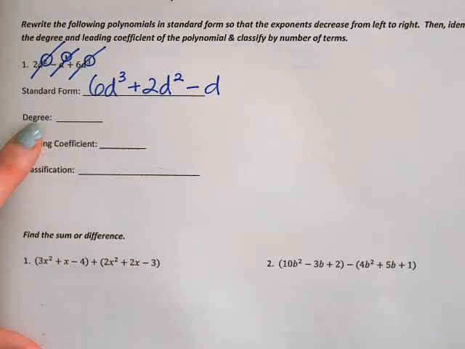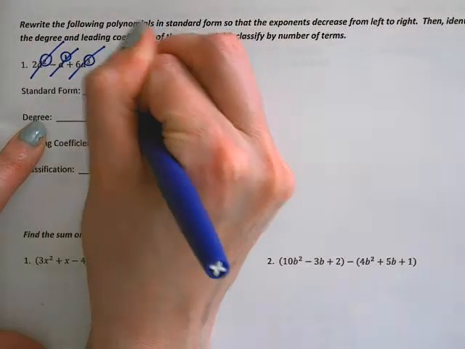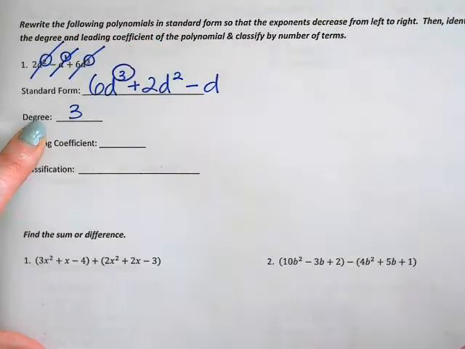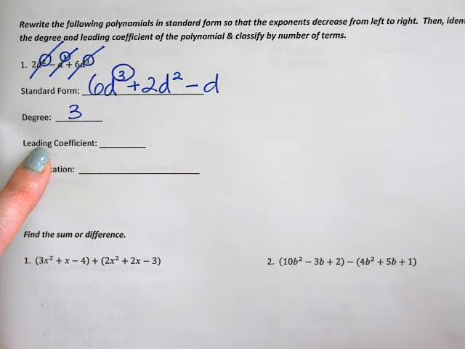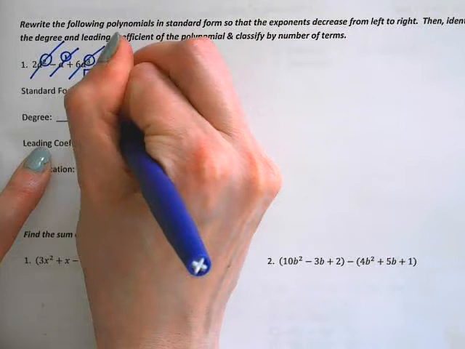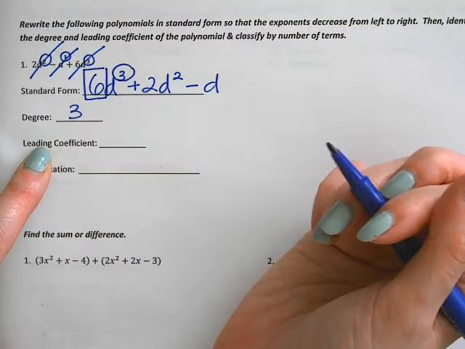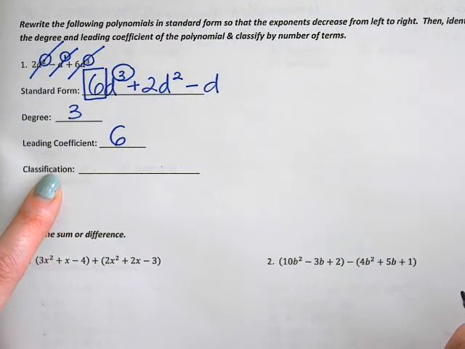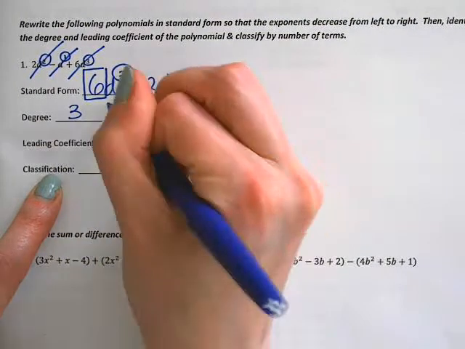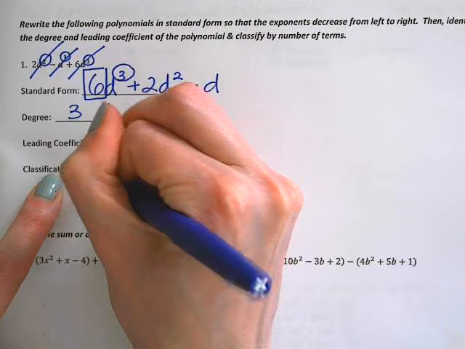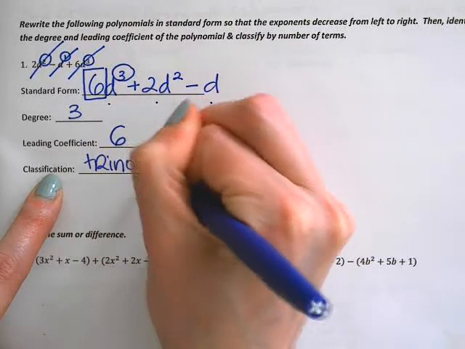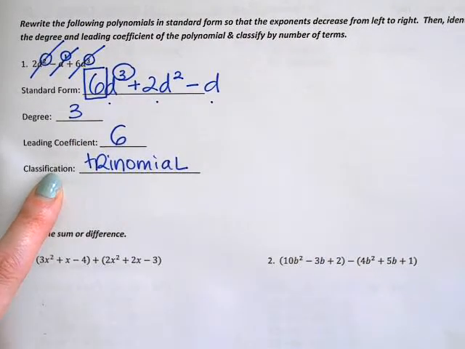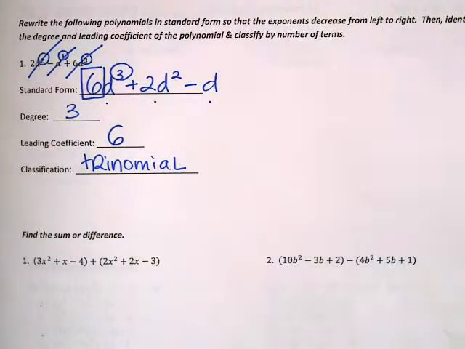The vocab word degree means the highest power. The leading coefficient is the first number once it's in standard form. So the 6. And classification would mean if there's 3 terms, it's a trinomial. If there's 2 terms, it's a binomial. And if there's 1 term, it's a monomial.